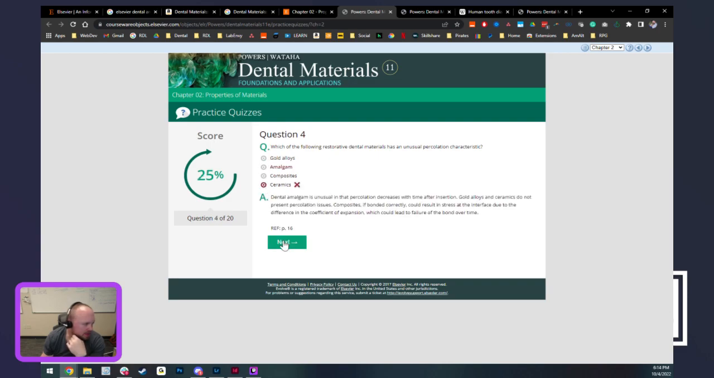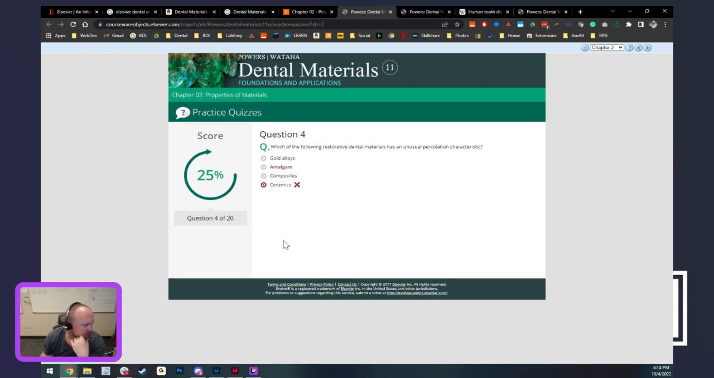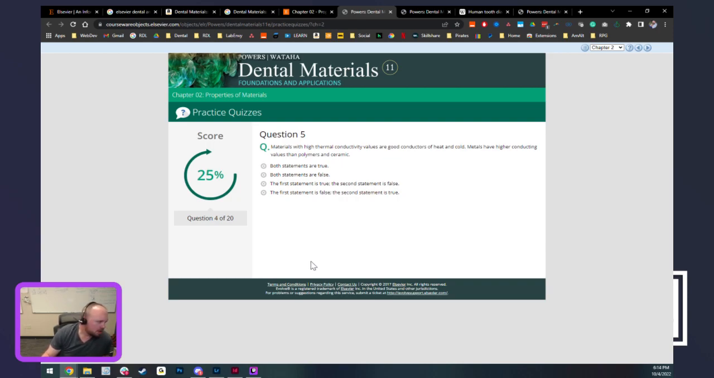Ceramics. No, it's amalgam. Okay. Materials with high thermal conductivity values are good conductors of heat and cold. Metals. Metals have higher conductor values than polymers and ceramic. Materials with high thermal conductivity values are good conductors of heat and cold. Both statements are true.